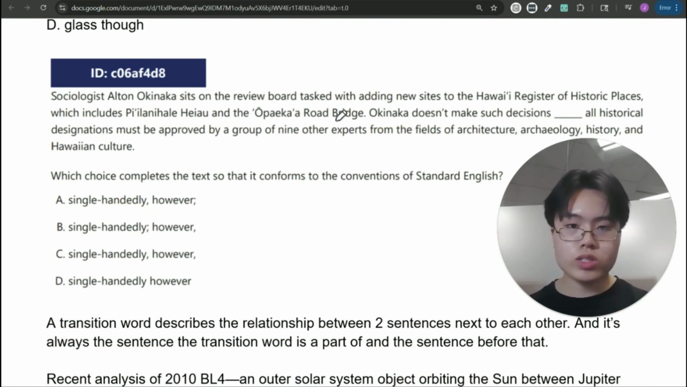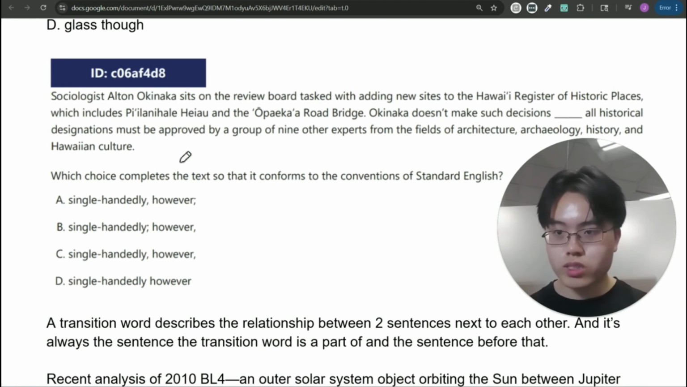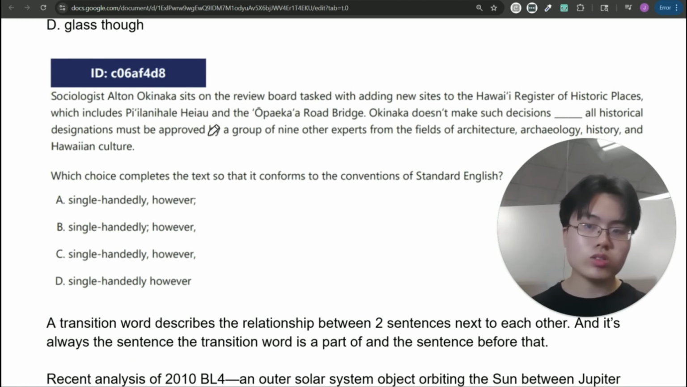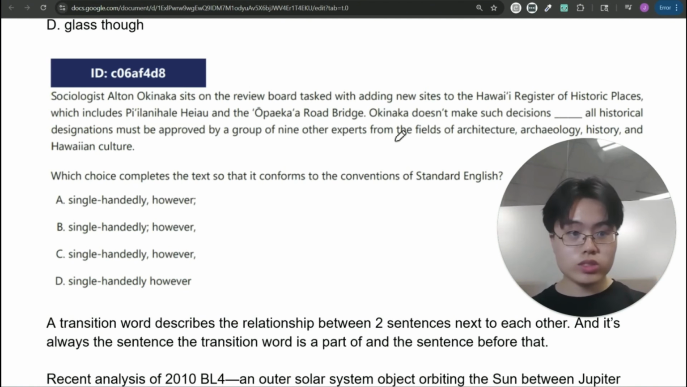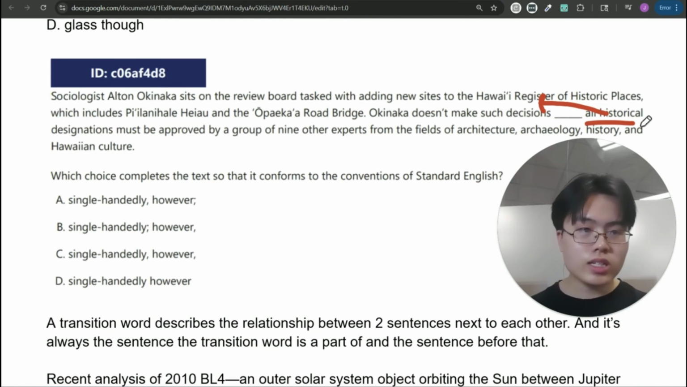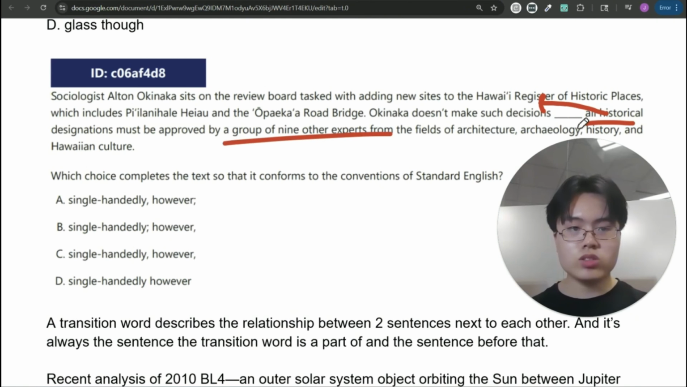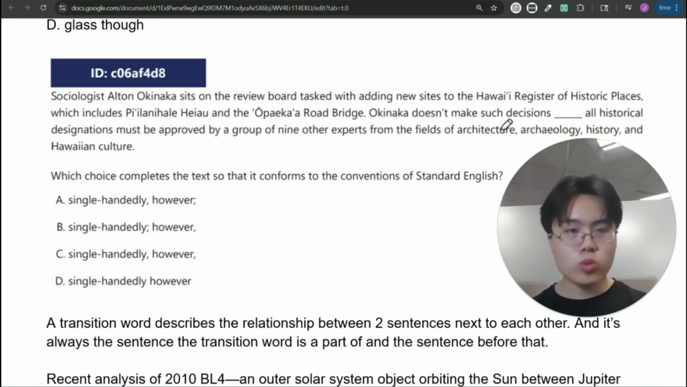Okay, these two sentences are contrasting with each other. And you can confirm this further by reading the third sentence and seeing if these two sentences have even a chance of contrasting each other. Because if these two don't contrast and these two are contrasting, then you know for sure you've read everything correctly. Okay. All historical designations must be approved by a group of 9 other experts. You can tell this is actually supporting this. This is saying why Okinaka can't make such decisions single-handedly. It's supporting it, actually. So it's definitely not contrasting. So make sure you understand.